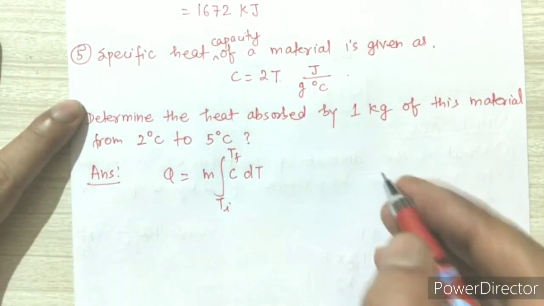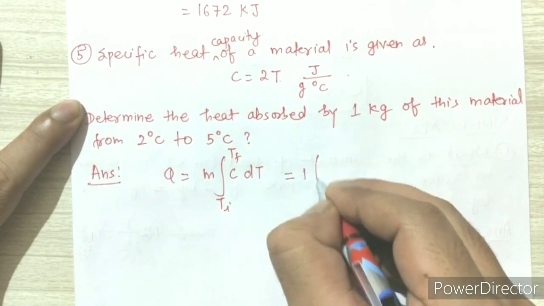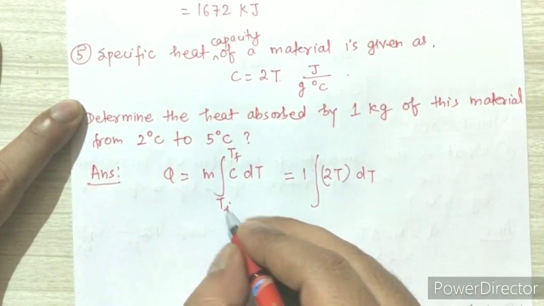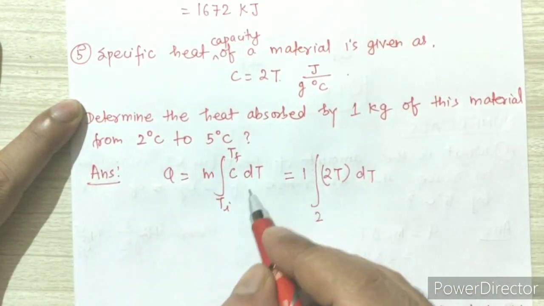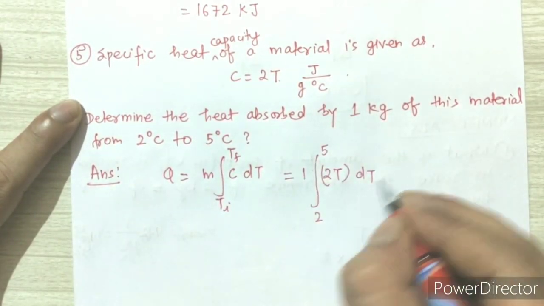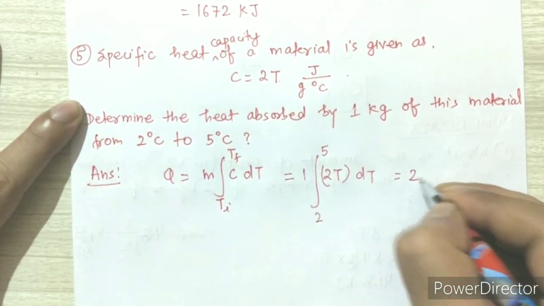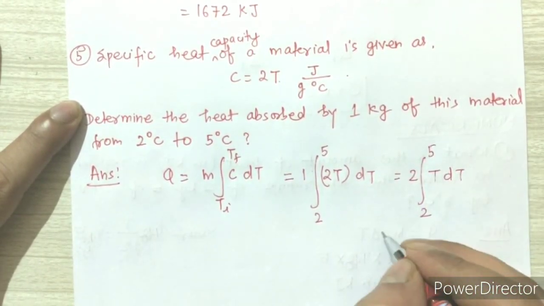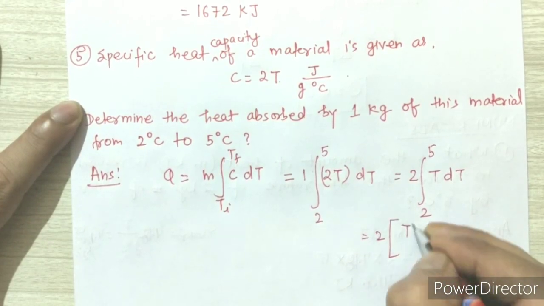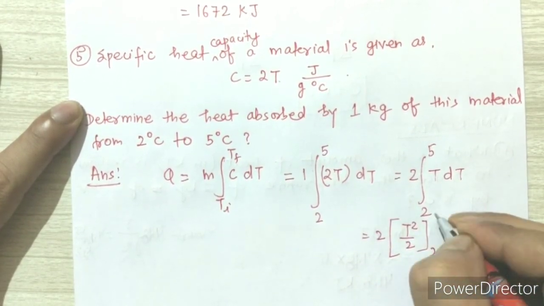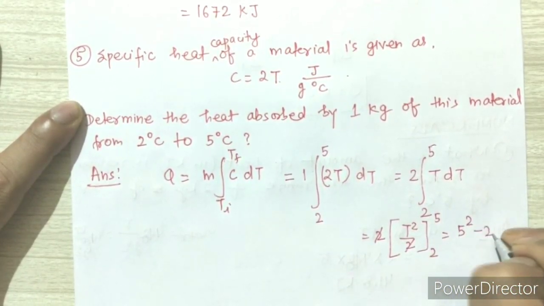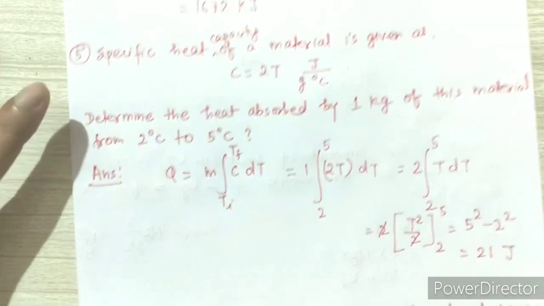Now substitute everything here. Mass given is 1 kg, and specific heat given is 2T dT. Initial temperature is 2 degrees Celsius, and final temperature is 5 degrees Celsius. Now 2 is constant, so 2 will come outside. So T dT from 2 to 5. Now integrate this. The integration of T is T square by 2. So 2 to 5. Now this 2 will cancel out. Now substitute upper limit and then lower limit. So this will become 21 joule. Now let's see the last question.